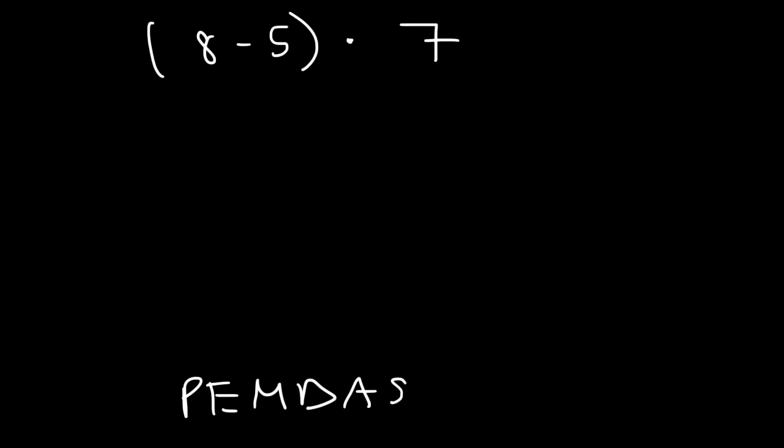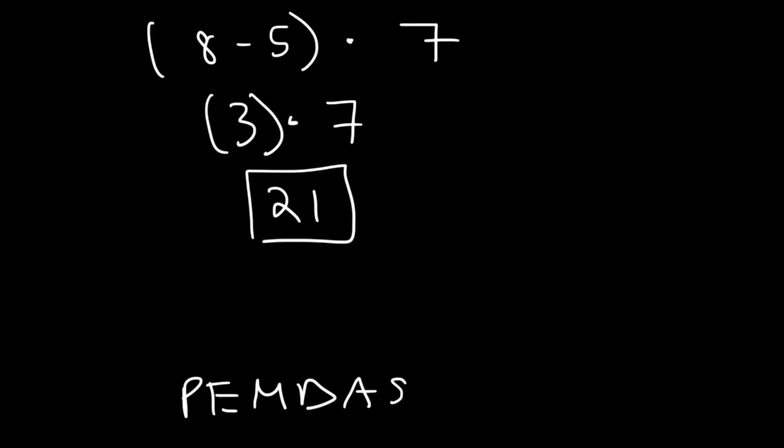Now let's try another one. What is 8 minus 5 multiplied by 7? So should we subtract or should we multiply first in this case? In this case, you should subtract. You need to perform the operation inside the parentheses. So you're comparing parentheses to multiplication. And you need to work inside the parentheses before you multiply. So 8 minus 5 is 3. And 3 times 7 is 21. So that's the answer in this particular example.